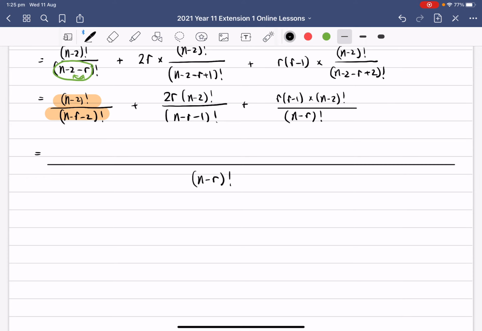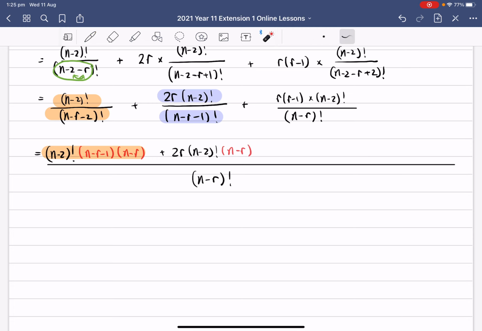However, for the first term, the numerator, I'm probably using a different color, so it's just clear. I need to times by n minus r minus 1 and then n minus r. Okay, just refer to that. For the second term here, I'm just going to copy everything down first. Now I need to times by n minus r, okay?